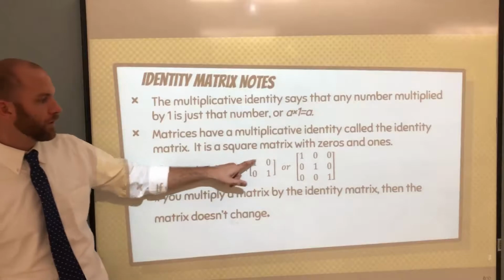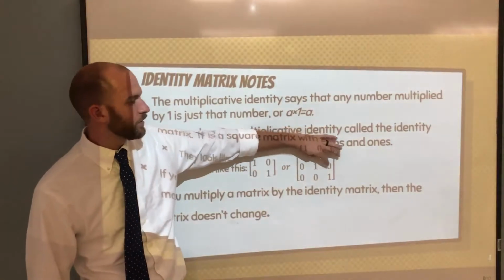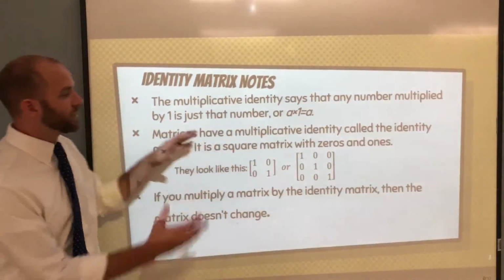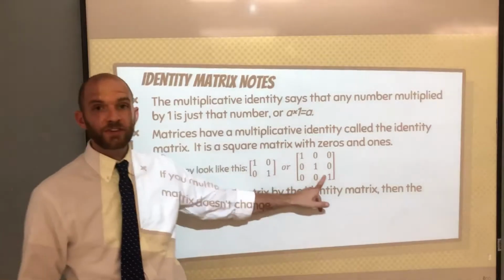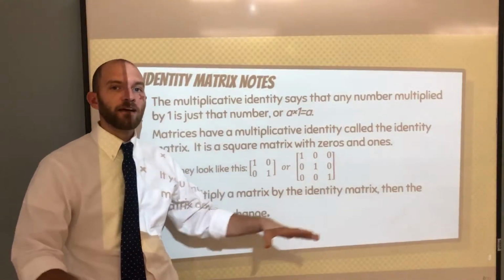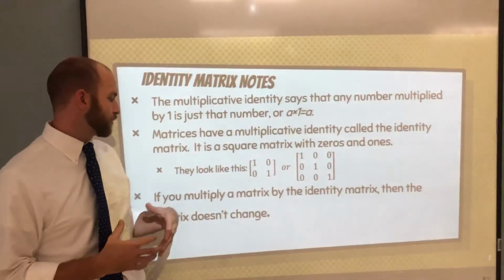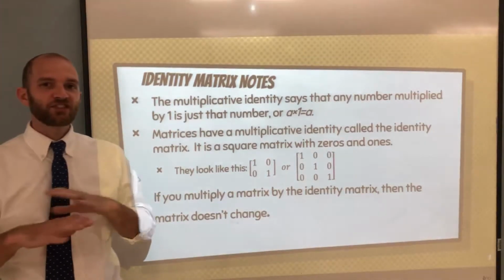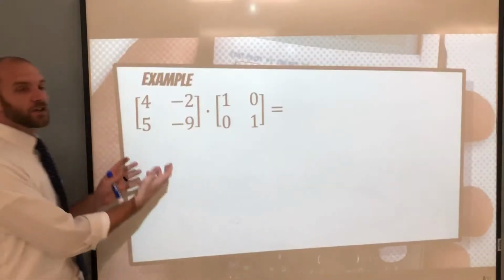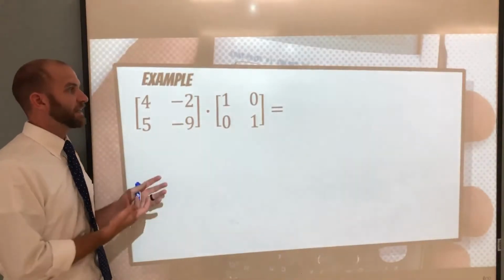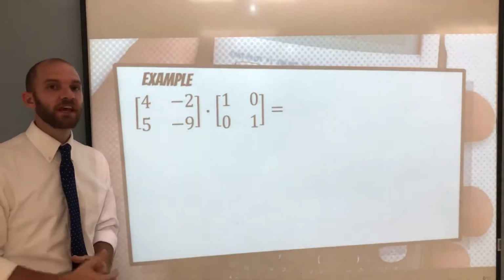They look like this: 1 0 0 1, or something like this: 1 0 0 0 1 0 0 0 1. If we take a look at these two matrices, we notice that they have ones going across the diagonal and zeros everywhere else. If you multiply a matrix by the identity matrix, the matrix doesn't change. It's the exact same as multiplying it by 1. So let's take a look at this example on the identity matrix, and if you want to do this in your calculator, feel free. We'll do it together.